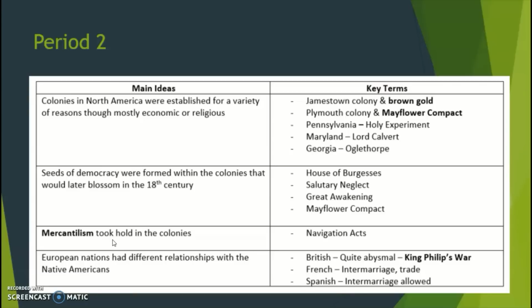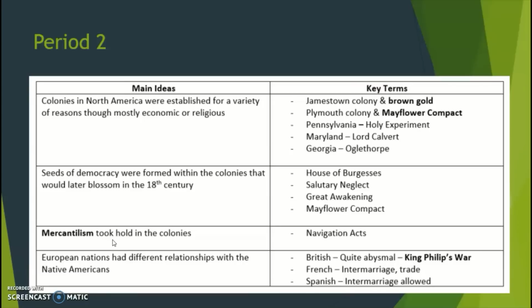and the 13 colonies. Now, European nations are certainly scattered throughout North America, and they had different relationships with the Native Americans. I have seen this many, many times on a short answer question, so it's very important to know this. For example, the British had awful relationships with the Native Americans. Look at King Philip's War, which is basically going to wipe them out in the New England area. They do not marry. They are completely separate.